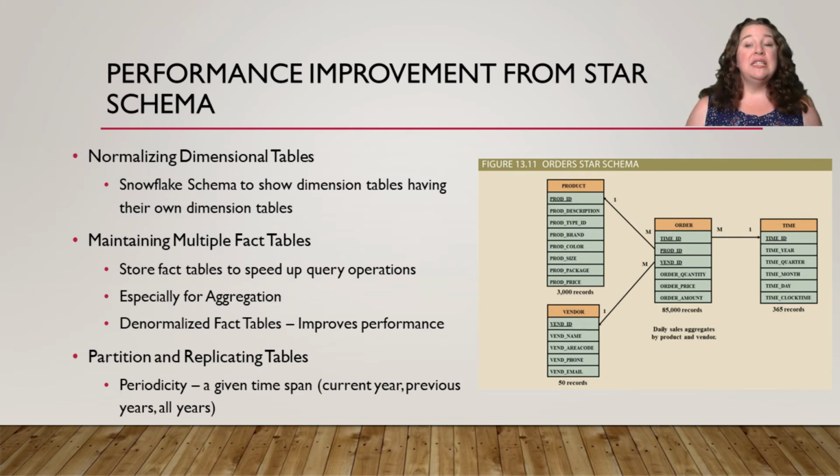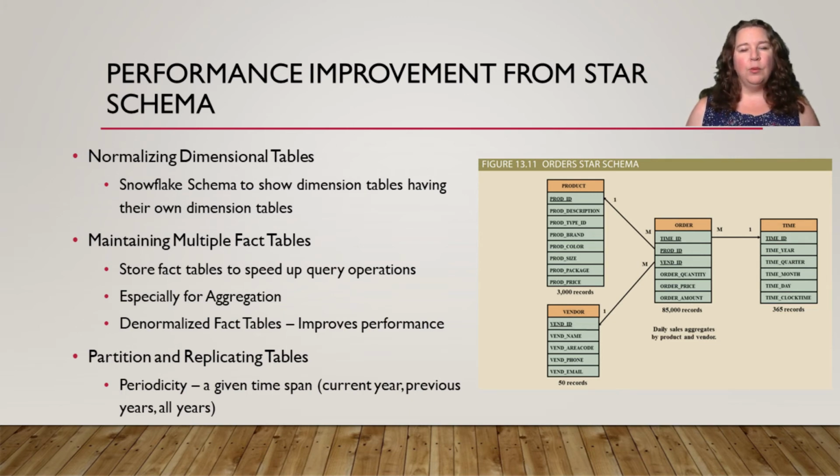We like to maintain multiple fact tables. So we store fact tables, which speed up the query optimization. So what are the products for this brand? Store it in a database. With relational databases, we don't want to do that. But with data warehousing, in this case, we do want to store that, because the more data that's stored, the fewer query joins we have to do, the faster our queries are going to be.